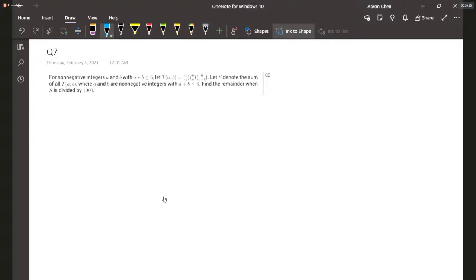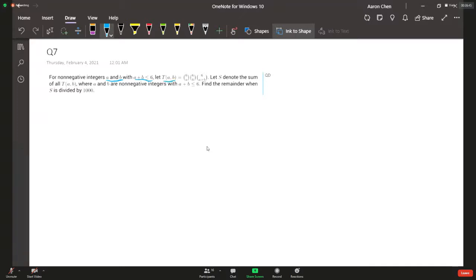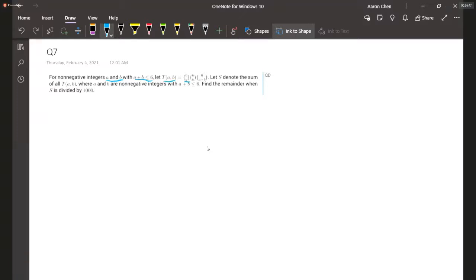So you're given non-negative integers a and b such that a plus b is less than or equal to 6. And so you let T of a and b be equal to 6 choose a times 6 choose b times 6 choose a plus b. And so let S denote the sum of all T of a and b, where a and b are non-negative integers such that a plus b is less than or equal to 6. And so you want to find the remainder when S is divided by 1000.